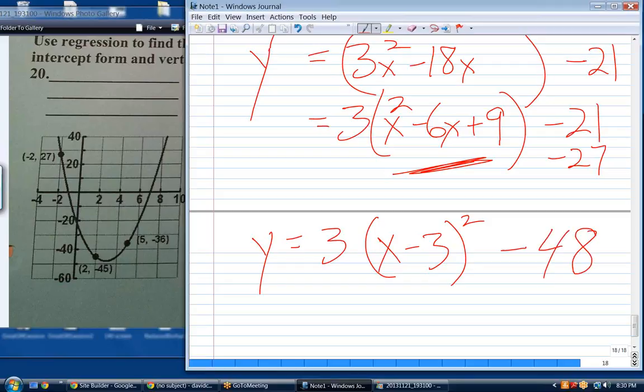Wait, where'd you get 48? I had minus 21 and minus 27. Oh, yeah, okay. So our vertex should be at 3, comma, minus 48, is it? Yeah. Looks like that's exactly where it's at.